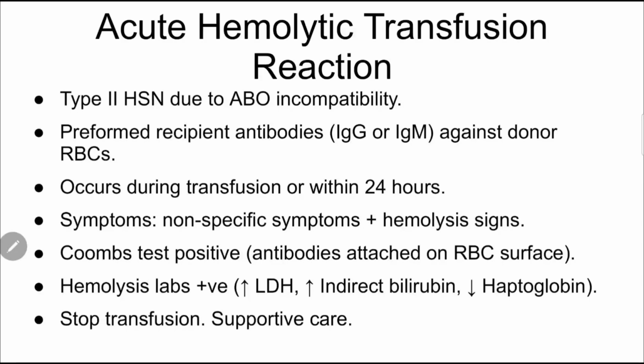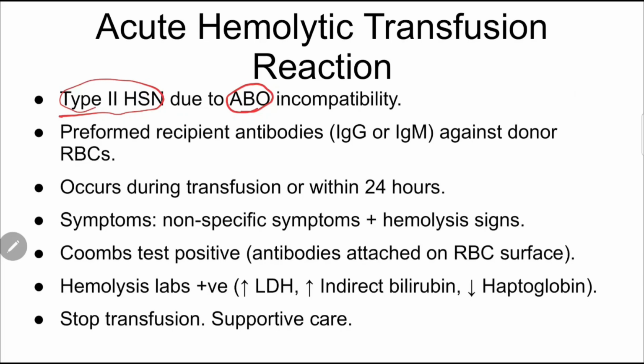Next we have acute hemolytic transfusion reaction. This is going to be your type 2 hypersensitivity. Can you recall what type 2 hypersensitivity is? It is basically antibody formation against your body's antigen or tissues. In type 2 hypersensitivity, there is ABO incompatibility. ABO are blood groups, major antigens that are present on your red blood cells.